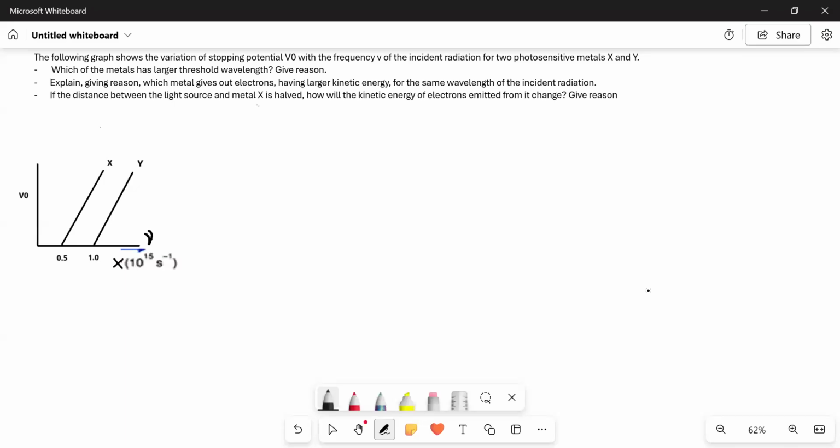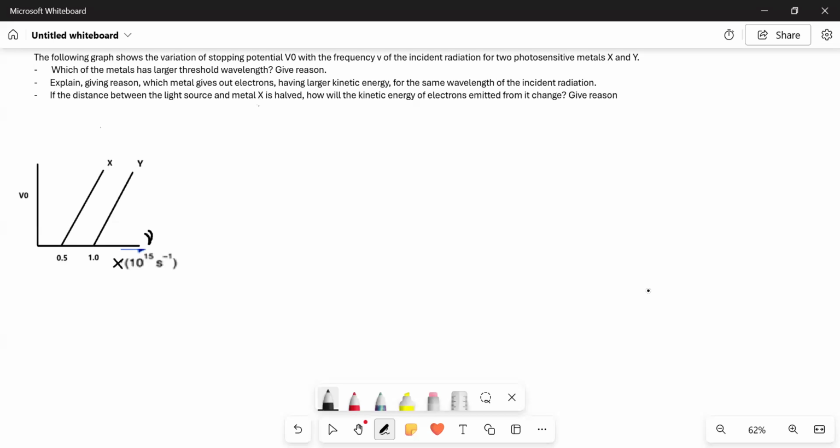Hello everyone, this is a CBSE XII Physics 3-mark question. The question reads, the following graph shows the variation of stopping potential V0 with the frequency nu of the incident radiation for two photosensitive metals X and Y. There is a graph between stopping potential and frequency for two metals X and Y.